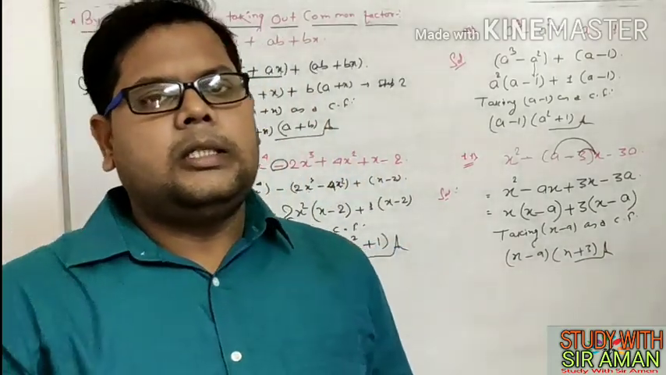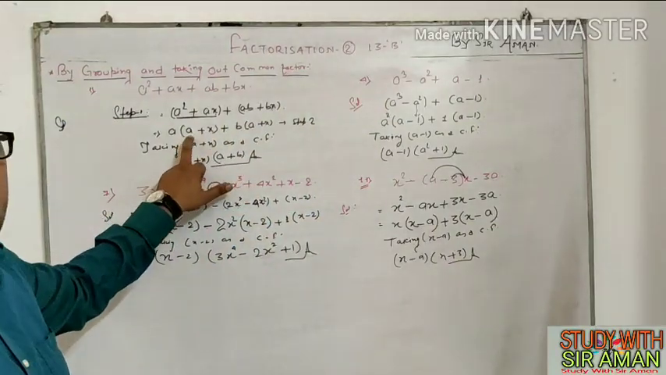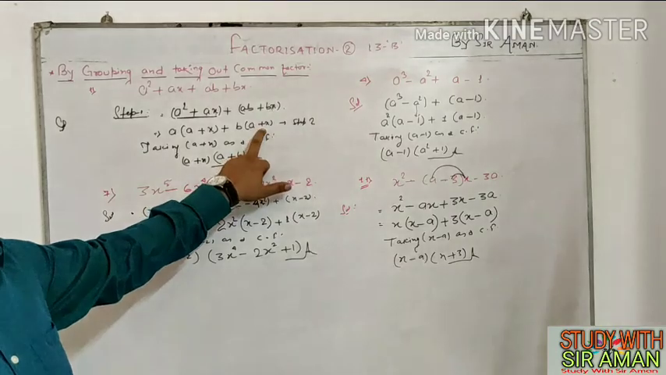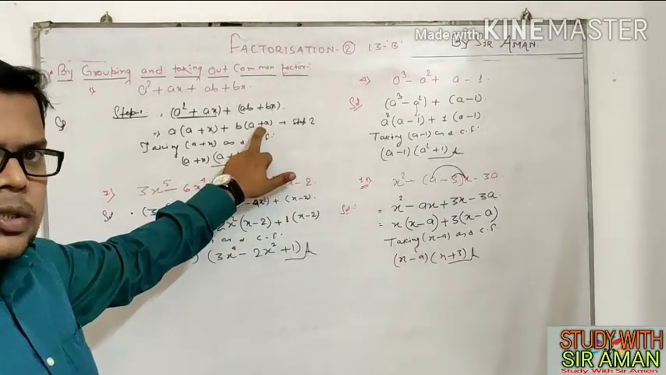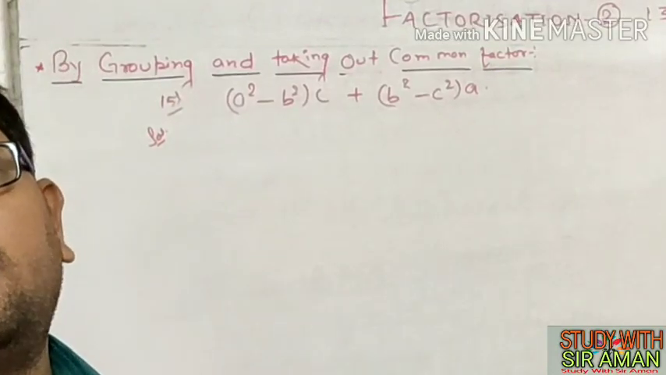In this exercise, we have to notice one thing. What common term comes in the first, the same common term has to come in the second. Then we can take it common. Otherwise, your solution is wrong. Clear? One more question I have written for you. See.